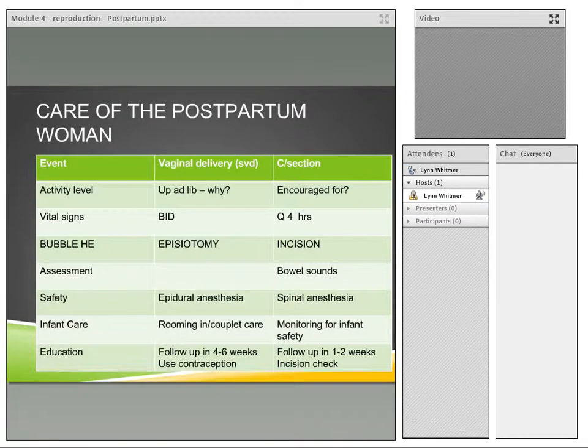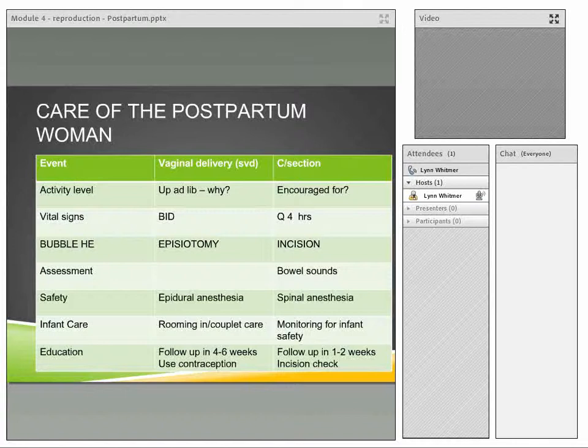So on activity level, we allow the women to be up as they choose to be up after a vaginal delivery as long as the anesthesia has worn off. During a C-section, we encourage her to be up, but we have to have a doctor's order to do that. So usually they stay relatively on bed rest for the first 12, 18 to 24 hours, but as long as she's on bed rest, she needs to be wearing her SCDs, to continue to promote the circulation in her lower extremities.